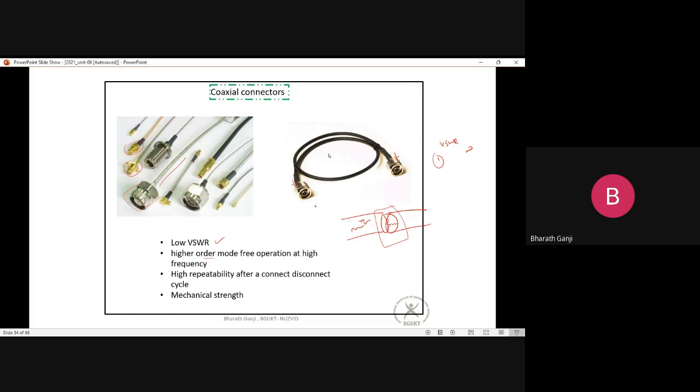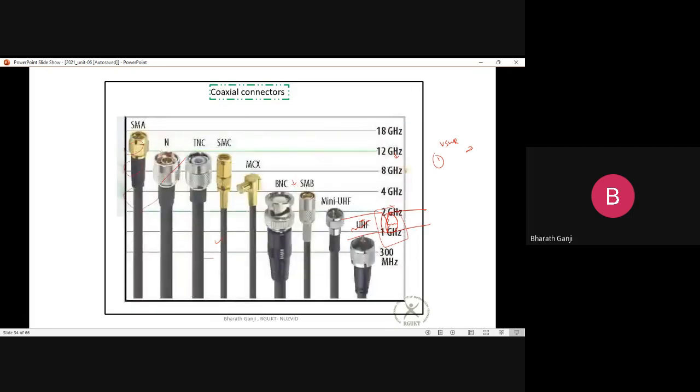And the other thing which we need is high repeatability and mechanical strength. Obviously the mechanical strength is so that you can hold the connection, and the repeatability is that every time you can remove the connection and reconnect it. That kind of repeatability is also expected from coaxial connectors. There are various kinds of coaxial connectors depending upon the frequency of operation.